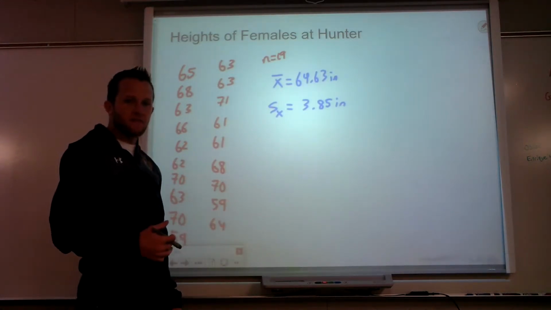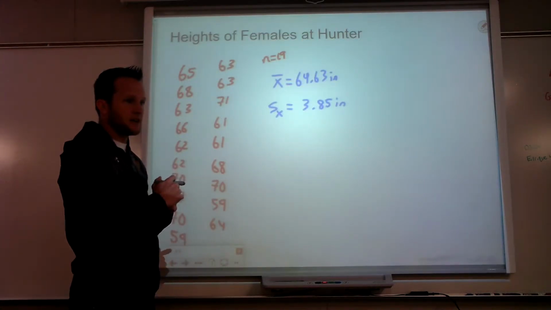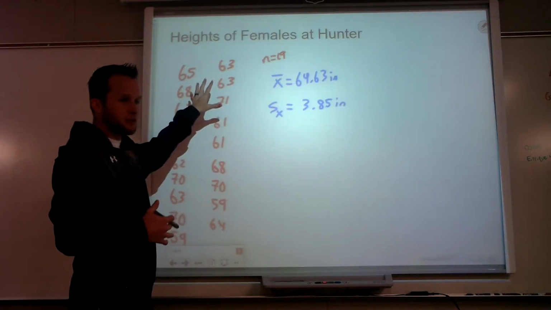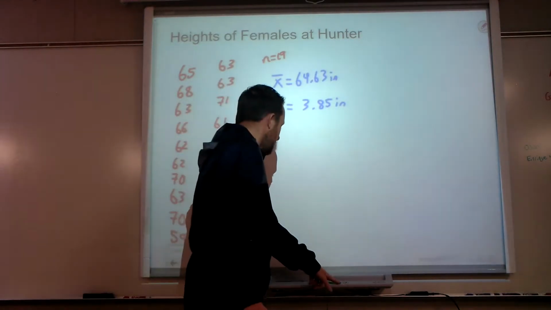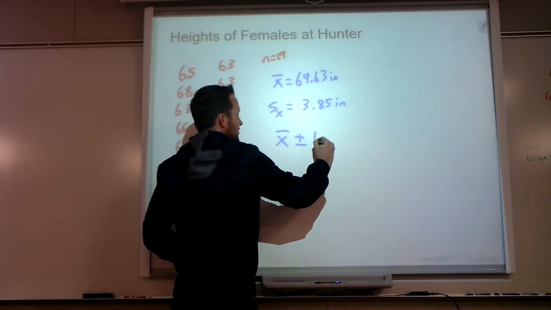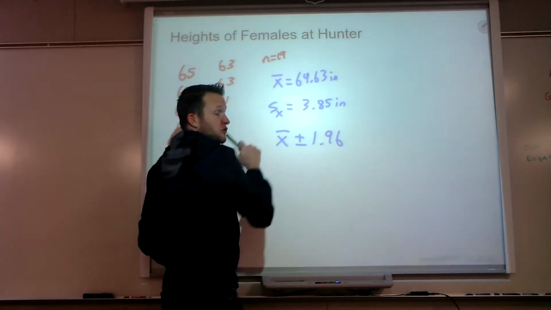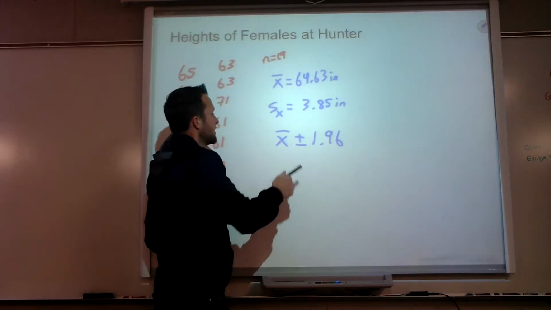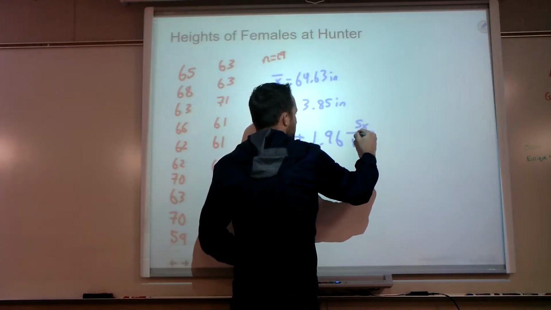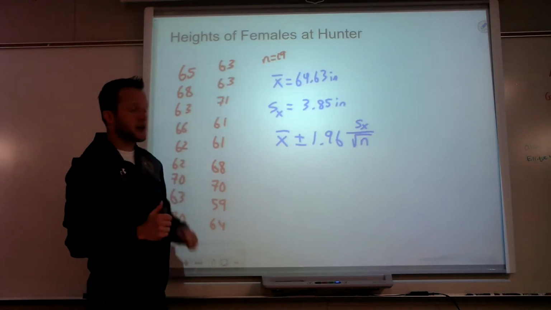Now, I want to create a confidence interval to show what we expect the actual height of females at Hunter to be, because this is just a sample from my class, and granted my class might not be a very random sample, but it's what I have to work with, okay? So let's use our formula. Remember, we wrote down that to get our confidence interval, we're going to take our point estimate, which is our best guess. Right now this is our best guess of what we think the average height of girls at Hunter is. Then we're going to take our critical value times our standard deviation over the square root of n. Here's our standard deviation. Here is our sample size.